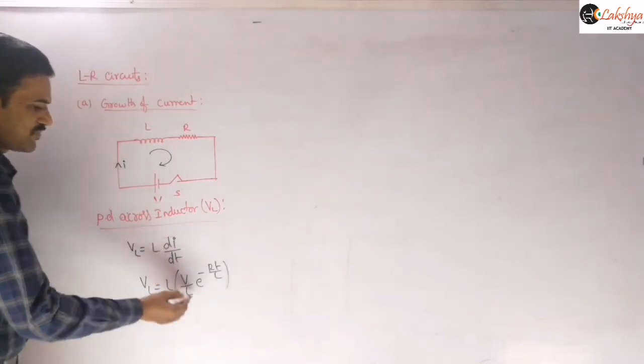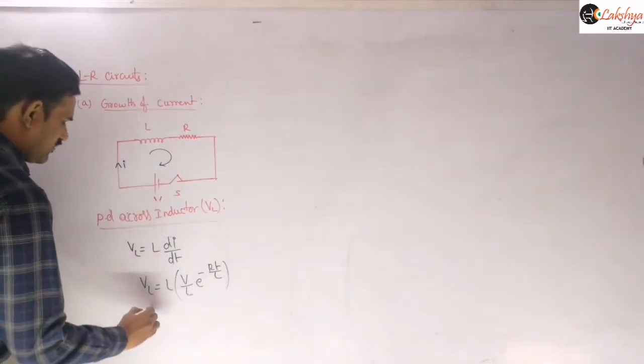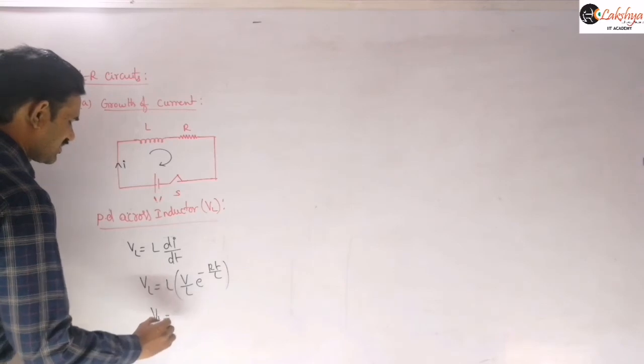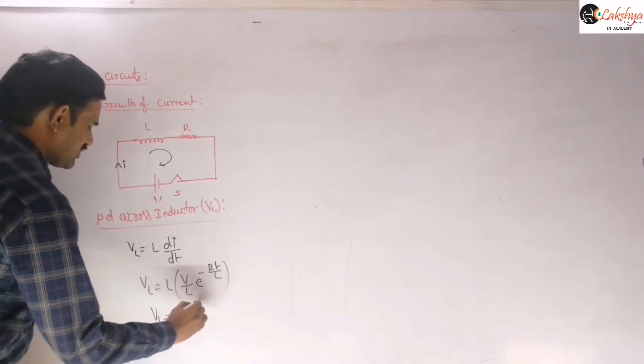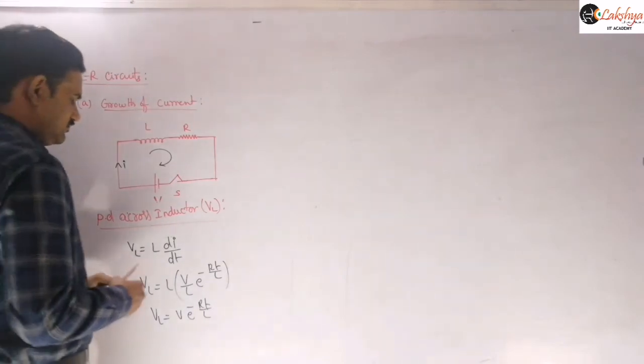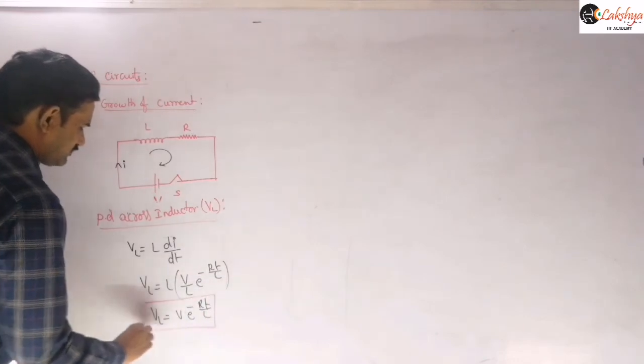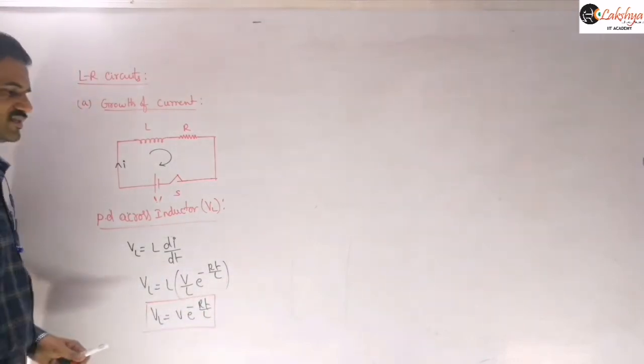Or you may take the I expression and differentiate it, as we mentioned previously. Therefore the potential difference across this inductor will be V into e power minus RT by L. This is the potential difference across this inductor. So that means it goes on decreasing here.